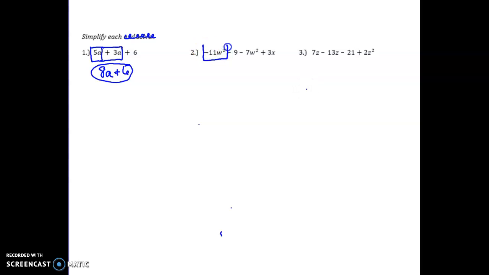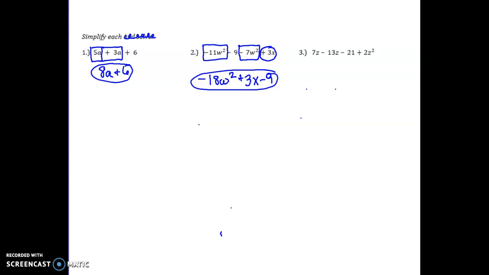Number 2, I'm going to take negative 11w squared and negative 7w squared. Negative 11 minus 7 is negative 18w squared. All right, I want my constant to be at the end, so the next term will be plus 3x. There's nothing I can combine it with, and then minus 9.